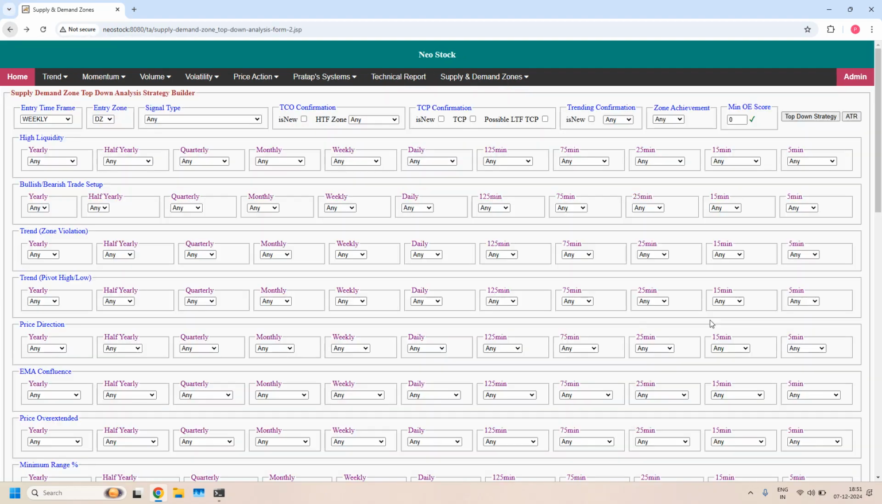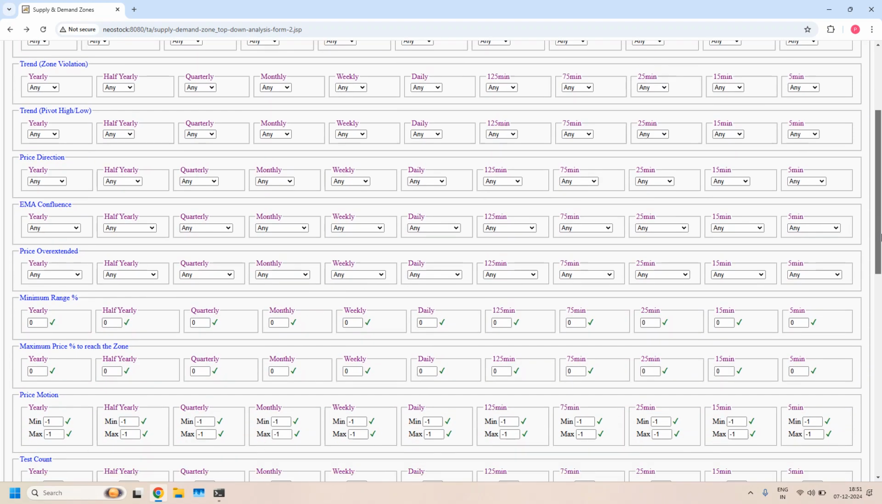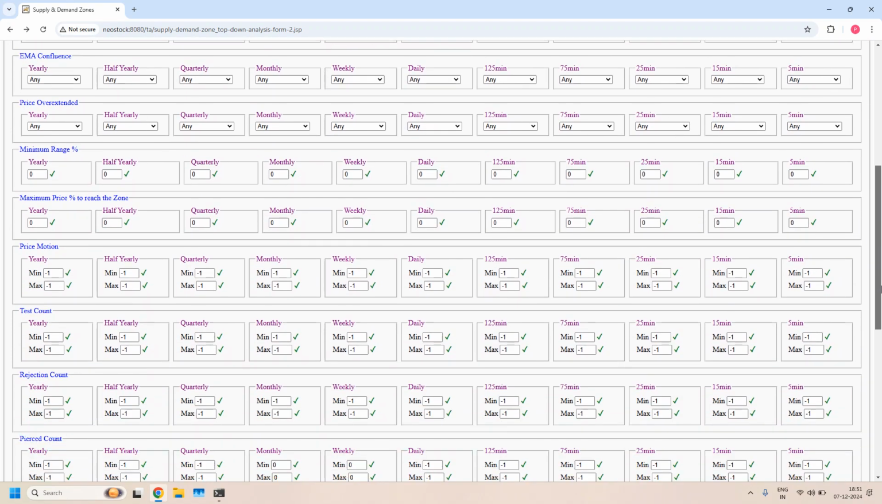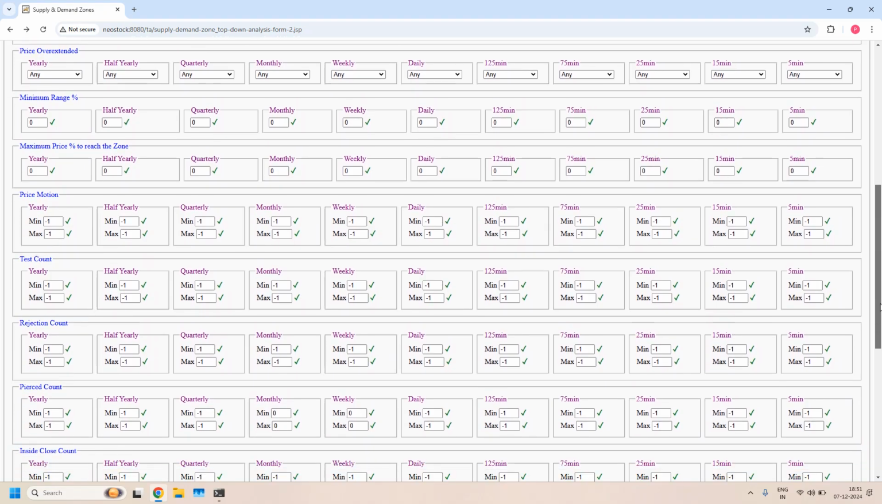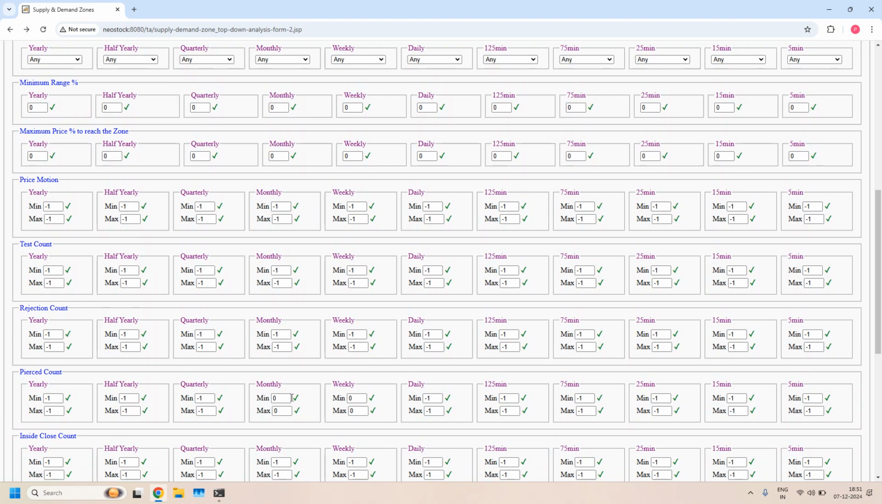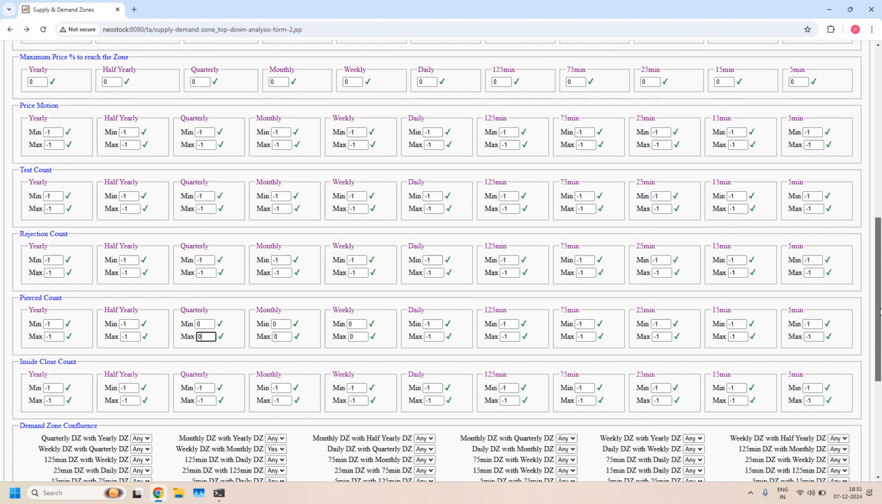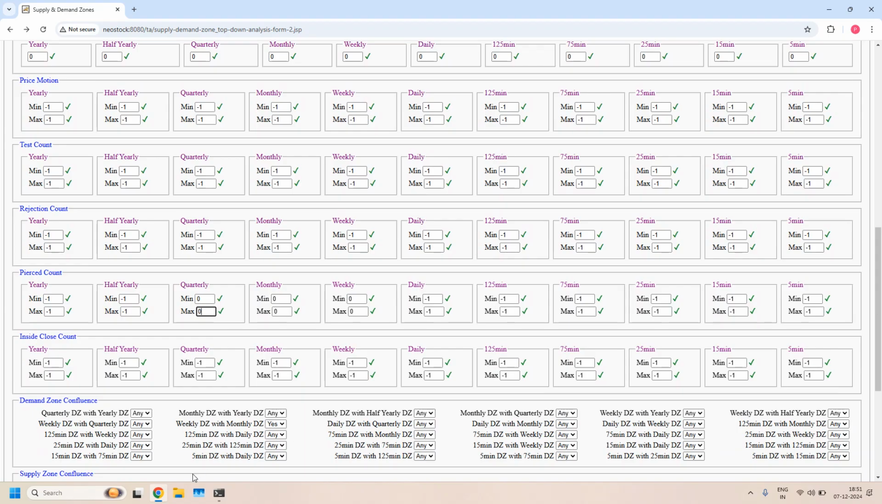So now let me add quarterly zone confluence, weekly, monthly and quarterly demand zone confluence. For that, the quarterly zone also should not be pierced. In the pierced count, monthly and weekly are already selected. Quarterly also I am setting 0, 0. All the 3 zones should not be pierced, but they should have the zone confluence. It is a perfect combination. In the demand zone confluence, I have to set a total of 3 filters.